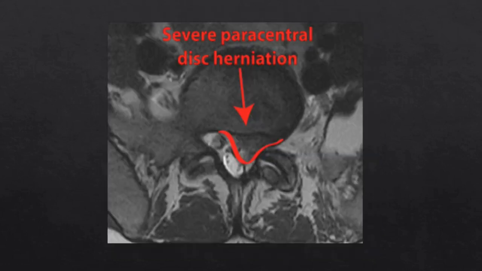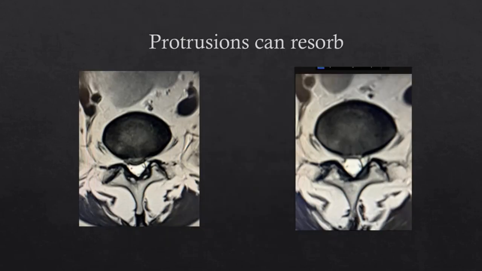And here's a larger one. So sometimes, where they are, what they look like, how large they are, are they correlating with the history and physical examination? This is what we use to determine if what we're seeing is the issue.